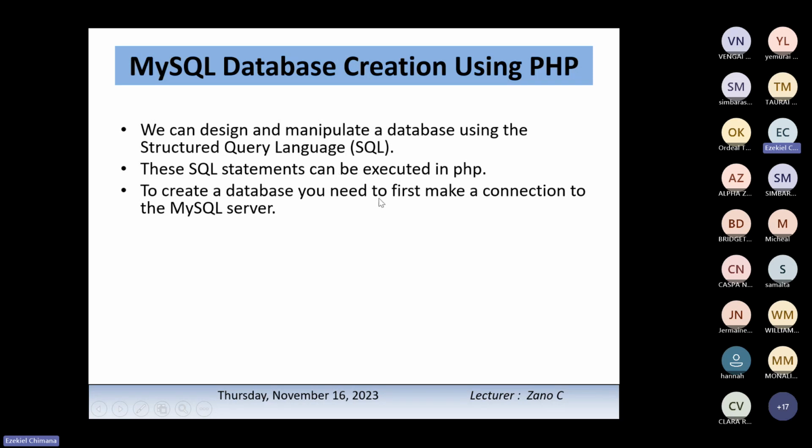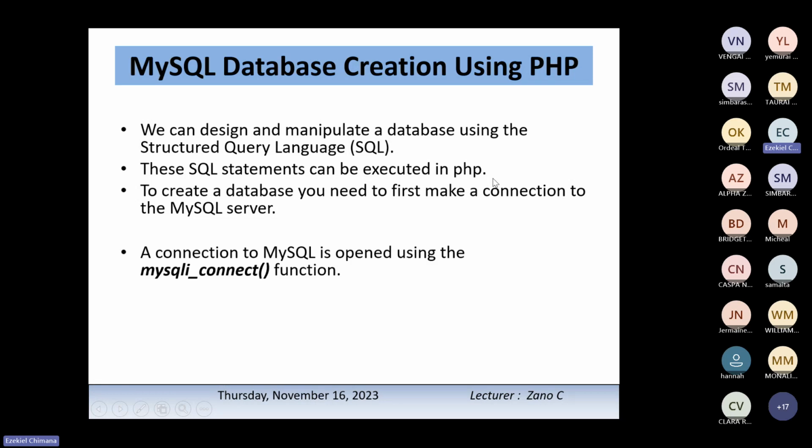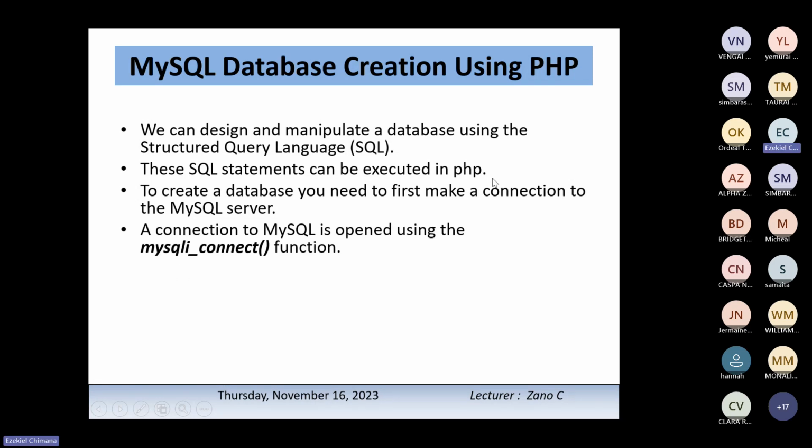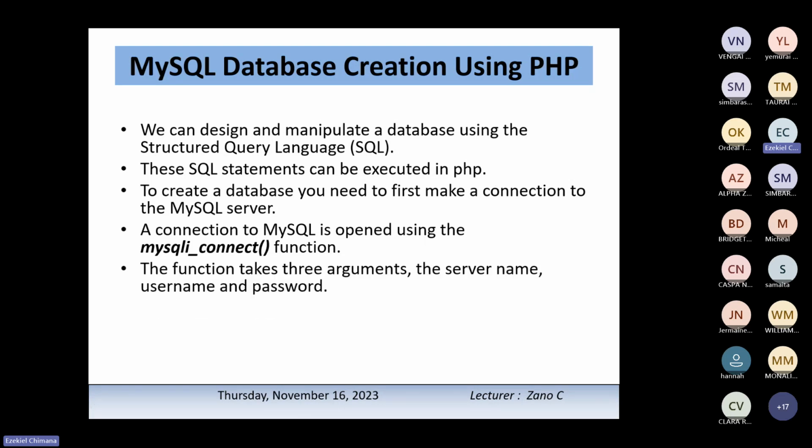To create a database, you need to first make a connection to the MySQL server. So the first thing is to link your website with the MySQL server. A connection to MySQL is opened using the MySQL connect function, and the function takes 3 arguments: the server name, username, and password.